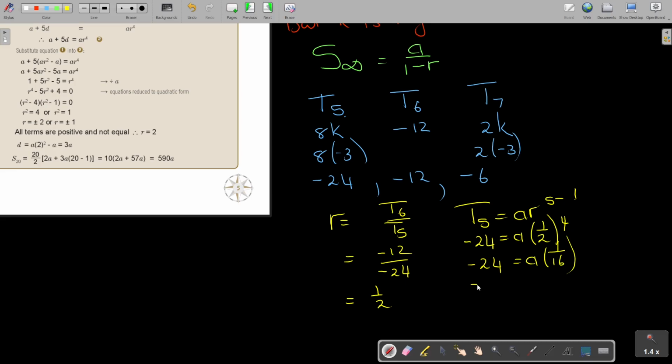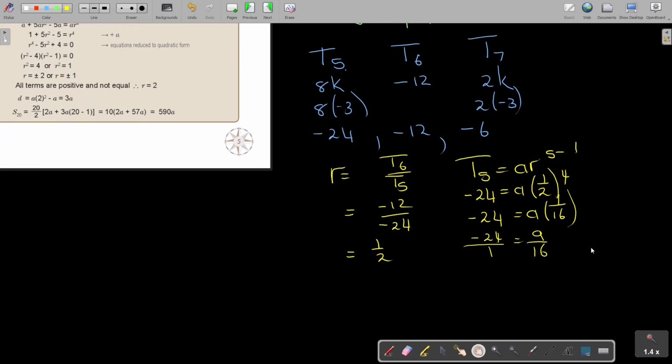And this is going to be negative 24 over 1, and this is going to be a over 16. I'm doing the long way. So I cross multiply, and the value of a is negative 384. Now I can go back to this formula.